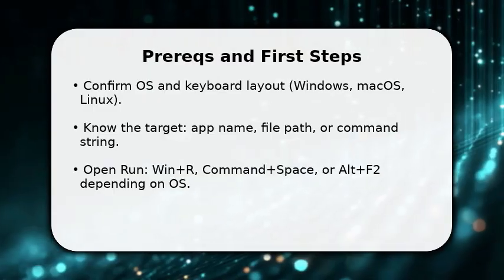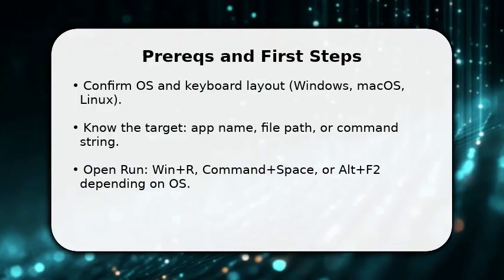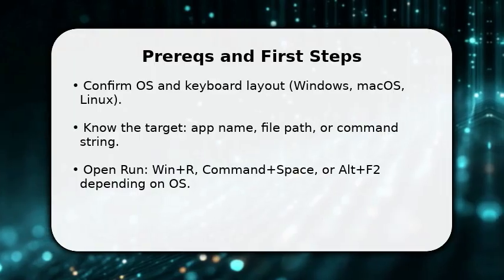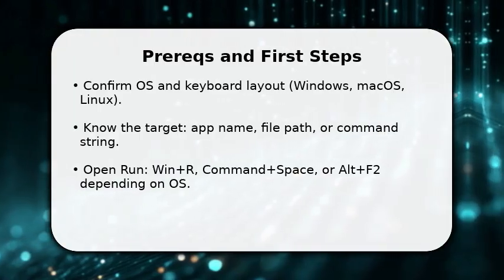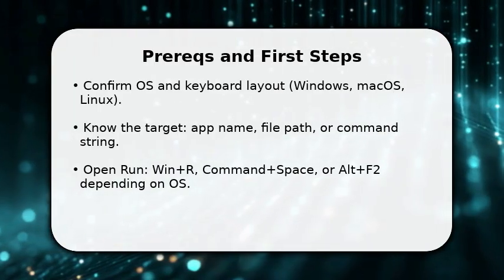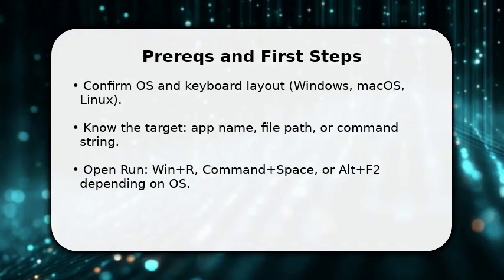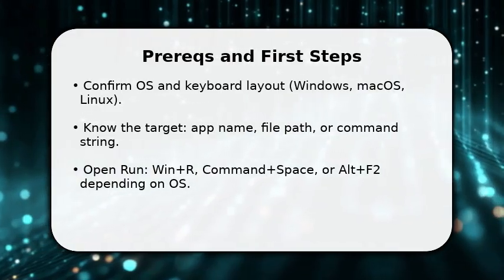You start by checking essentials: your operating system and the exact name or path you plan to run. Once done, open the Run interface. Win+R on Windows, Command+Space on macOS for Spotlight, or Alt+F2 on many Linux desktops. Make sure to type the program name or full path precisely.